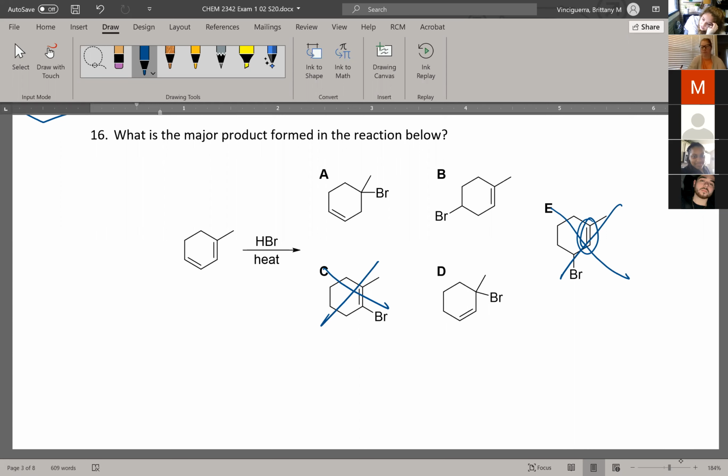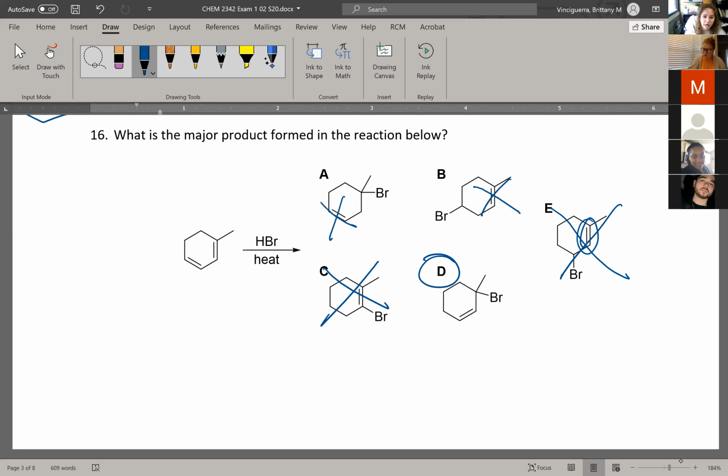And then you have A, B, and D. So this is HBr with heat in a conjugated system. When it has heat, is this a 1,2 or a 1,4 addition? 1,4. So we can also get rid of A and B really easily, right? Because they left an alkene in the 1,2 position and an alkene in the 3,4 position. Those are not possible. D is the only one that even kind of makes sense.